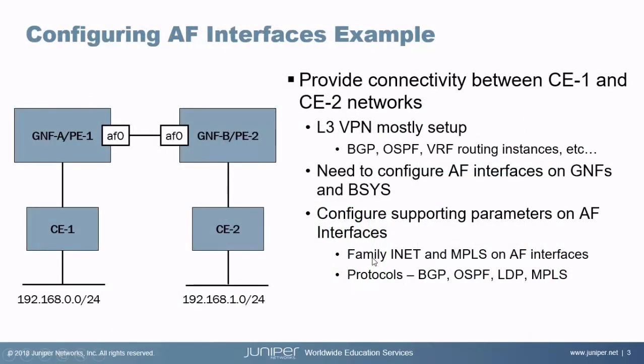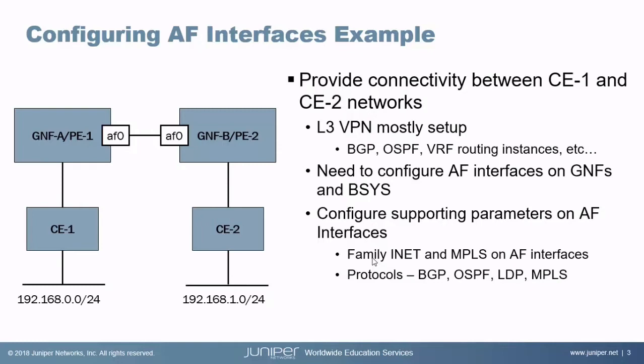All right, so let's go ahead and get to the example. A couple of GNFs here. We have GNF-A and GNF-B, which are going to be acting as PE1 and PE2 respectively. And then there's CE1 and CE2, which are connecting into those GNFs, and they're going to be forming an L3 VPN between the CE1 and CE2 devices. So what we need to do here is provide connectivity between CE1 and CE2. And as I mentioned earlier, we're going to be using an L3 VPN.